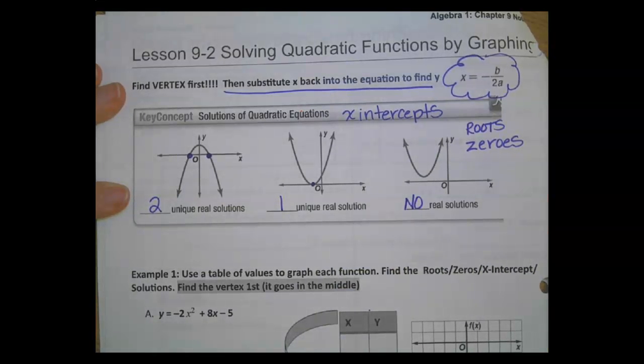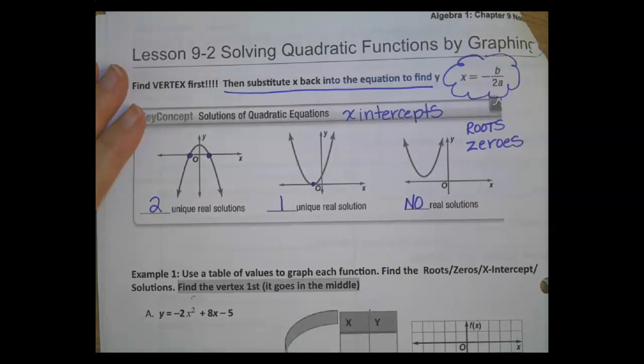All right, so let's grab out our calculators. I'll give you a minute to grab those because you definitely need them, and I'll show you how to graph these. Use the table of values to graph each function, find the roots, zeros, x-intercept solutions. Find the vertex first, and it goes in the middle right here. That tells you what your first value is, so you know what other values to use.